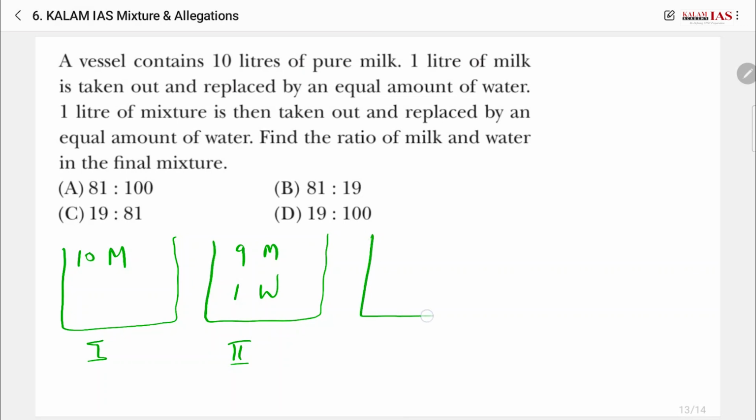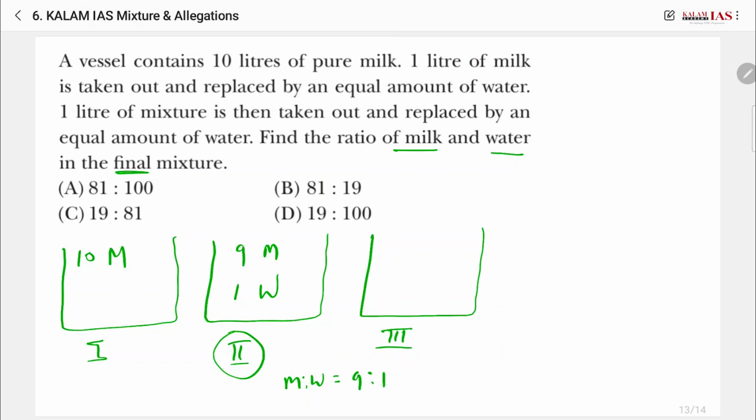Now in the third situation, again 1 liter of this mixture is removed, and an equal amount of water is added. We have to find the ratio of milk and water in the final mixture. This is the final one. So here we can see milk and water are in ratio 9:1.